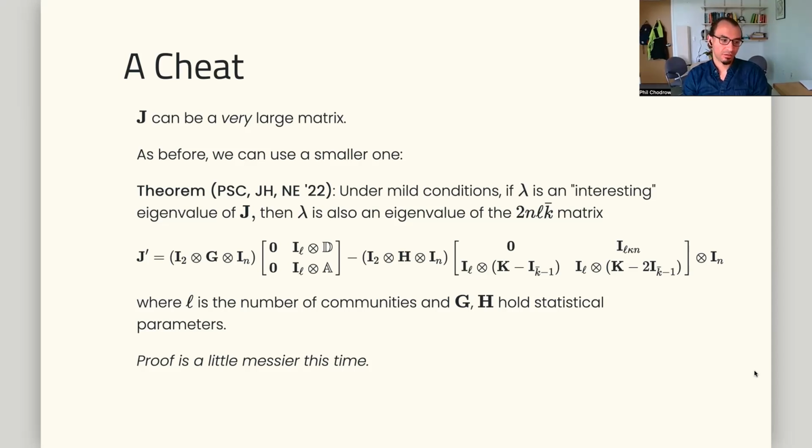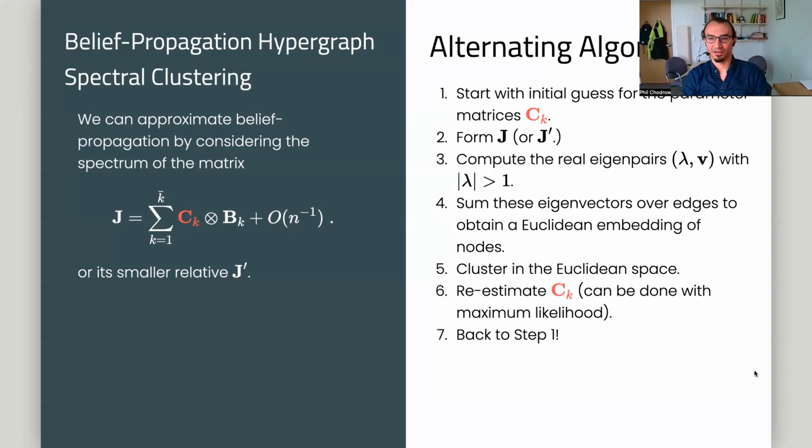With this tool, we are able to construct a new algorithm. This is an alternating algorithm for belief propagation hypergraph spectral clustering. So here's the jam. We are going to use the spectrum of this matrix, J, or its smaller relative J prime, as follows. We start with an initial guess for the parameter matrices CK. These are the statistical parameters. We can guess at random, or if we have some reasonable hypothesis, we can start there. Then we form this matrix, either the full matrix J or the smaller matrix J prime.